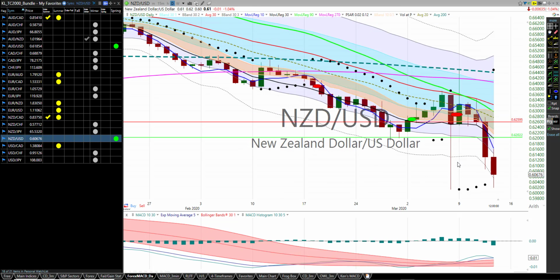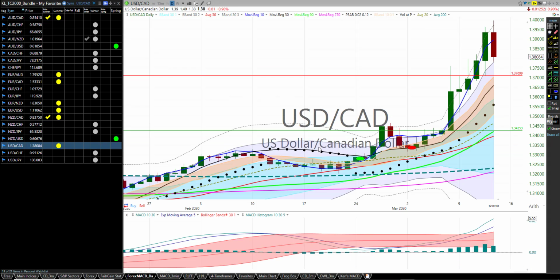New Zealand, US dollar, we're still in this trade. Moved it down to the RL30, and the price seems to be skirting the Z3. And we have a potential MACD 1030 crossover. US dollar, Canadian dollar, we're still in this trade, and we moved the stop up to the hump of the dragon. And the season is the summer season.